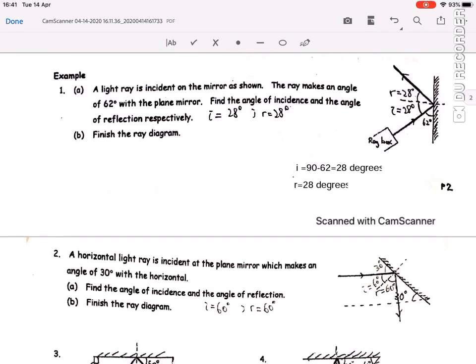Again, I can't emphasize how important it is to draw in the normal first. As the first step, you need to have the normal. If you don't draw in the normal, you will get into trouble really soon, as I will show you in the next example, example 2.